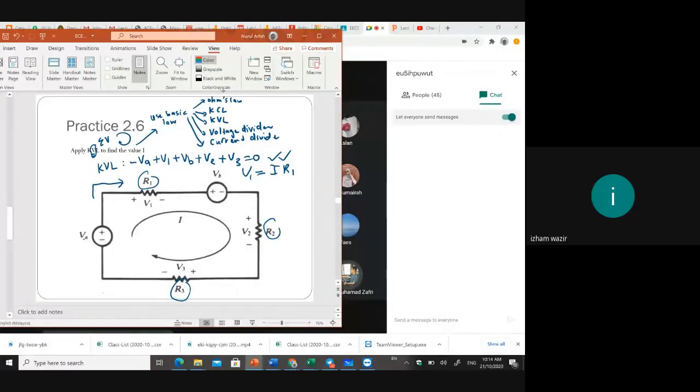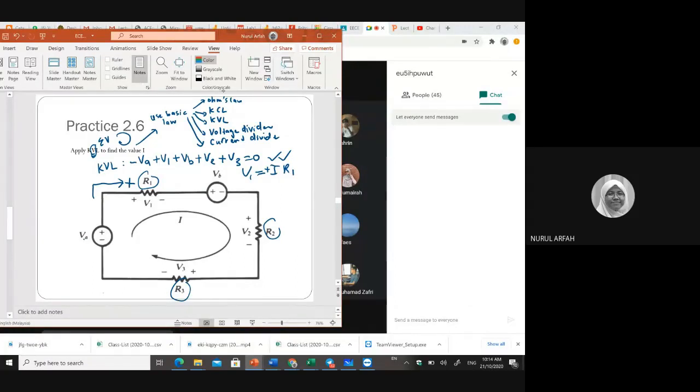Sign. What sign? Passive sign convention. Yeah, PSC. So you have a plus here. You should have a plus here. You don't need to write down that plus, I just let you know that this is a plus.